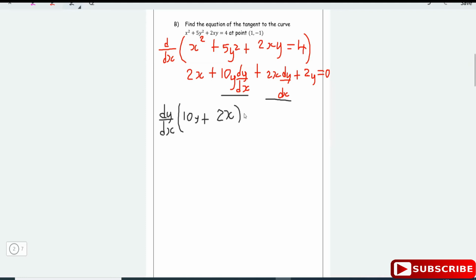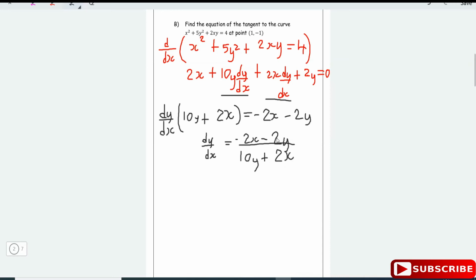And this is going to be equal to, we bring over everything else to the other side, so we have minus 2x minus 2y. And so now what we're getting is dy by dx is going to be equal to minus 2x minus 2y over 10y plus 2x. That's what we get.